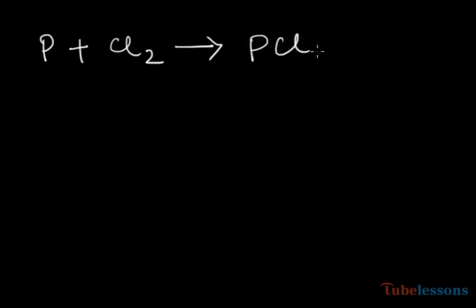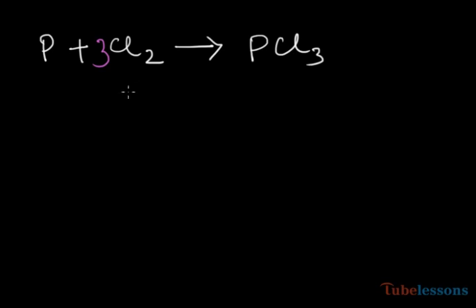Now, let us balance some chemical equations. Phosphorus and chlorine react to form phosphorus trichloride. Now, on the left hand side the number of chlorine atoms is 2, but on the right hand side the number of chlorine atoms is 3. Now we have to balance the number of chlorine atoms, and to do this we have to multiply the chlorine molecule by 3.